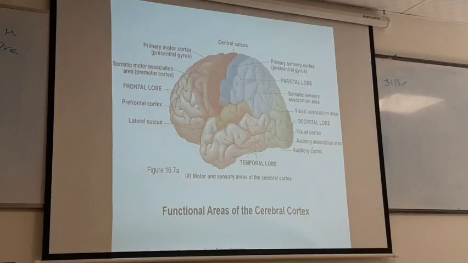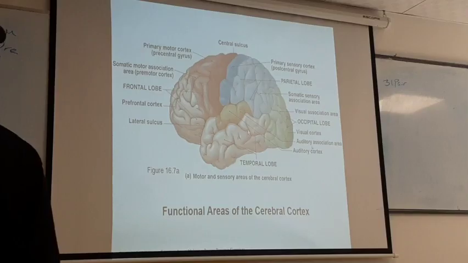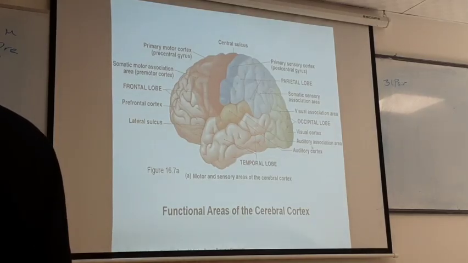Post-central gyrus, and this region, primary sensory. Primary motor cortex, or precentral gyrus. All of the actions start in this region. This region in the temporal lobe is for auditory, for hearing, and the occipital lobe is for visual.